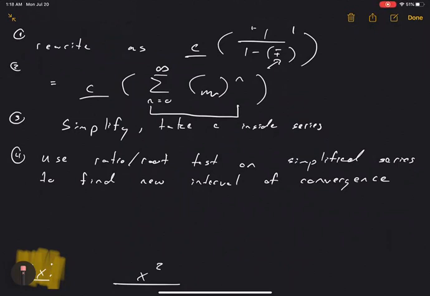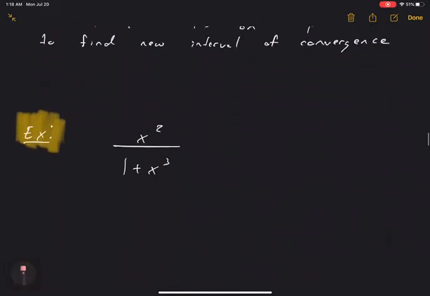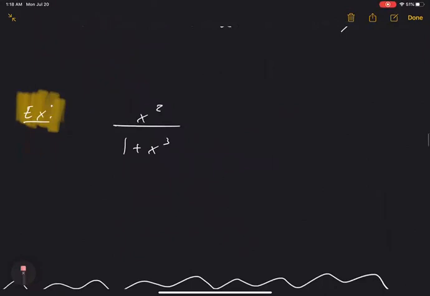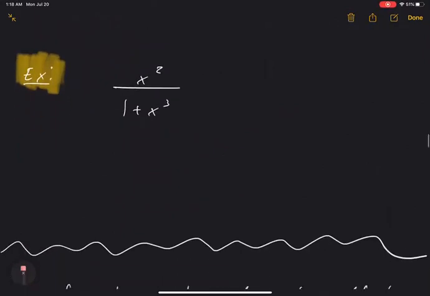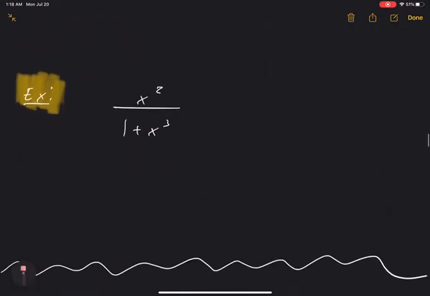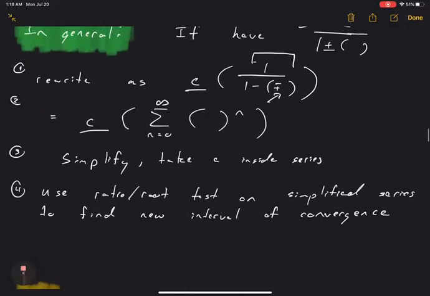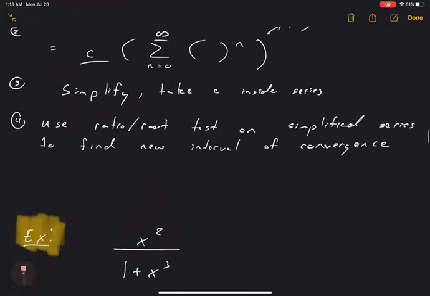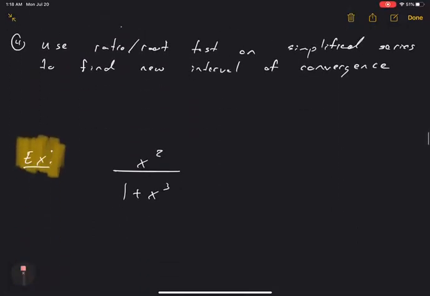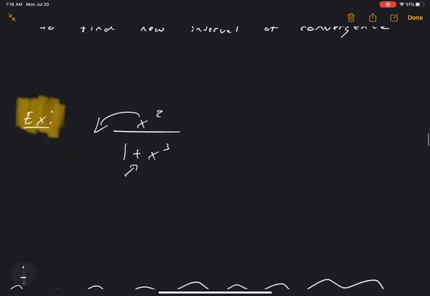So these are very general steps, and they might not make sense right at this moment, but let's see an example and let's see them applied. Let's find the power series representation for x squared over 1 plus x cubed. Let's look at step 1. First, we need to factor out the stuff in the numerator and then get this sign to be a minus. So we need to factor out this x squared and then get that to be a minus.